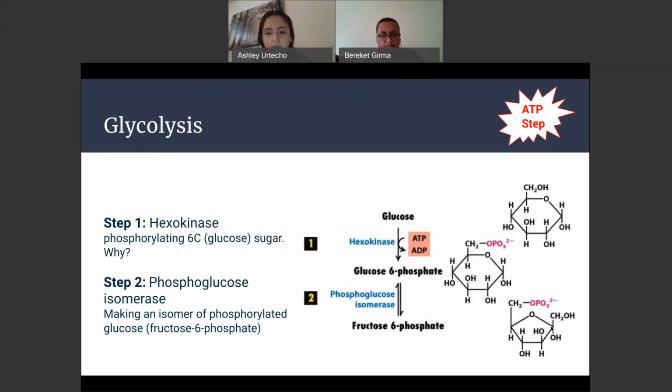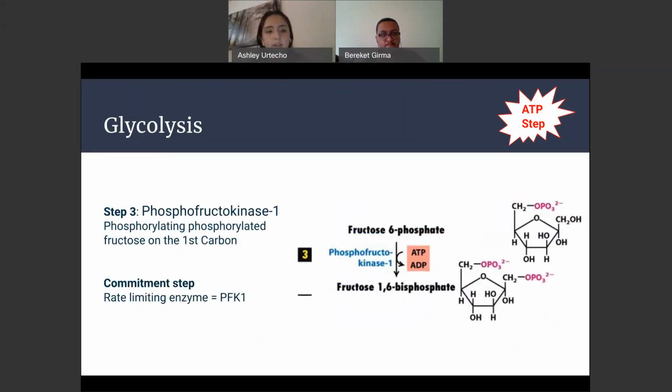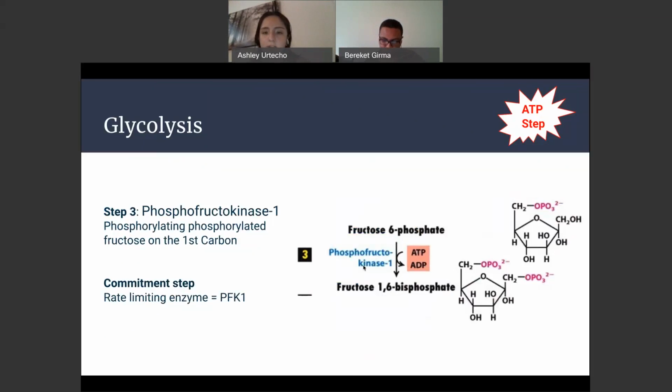So fructose 6-phosphate is an isomer of glucose 6-phosphate. Moving on to step 3, we have fructose 6-phosphate, and we have the enzyme phosphofructokinase 1. This step of glycolysis is really important as well because it's irreversible. So step 3 is the commitment step, and it involves PFK1, which is the rate-limiting enzyme.